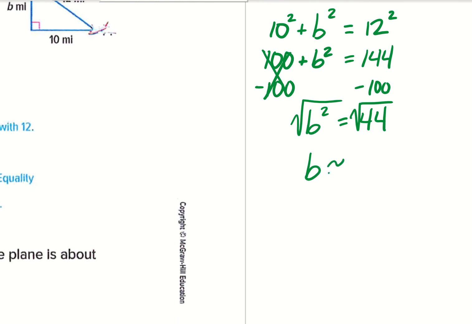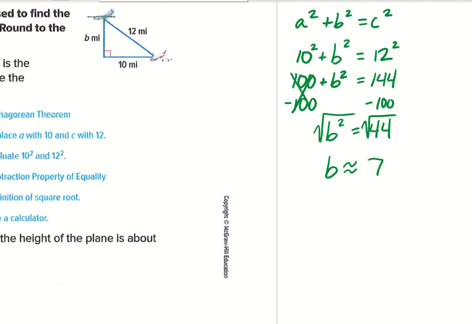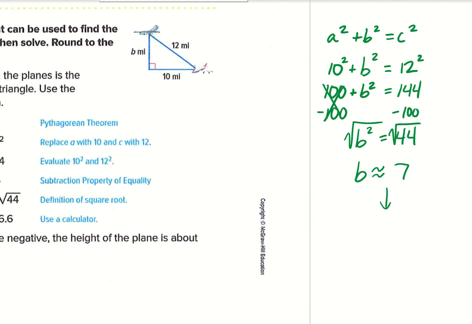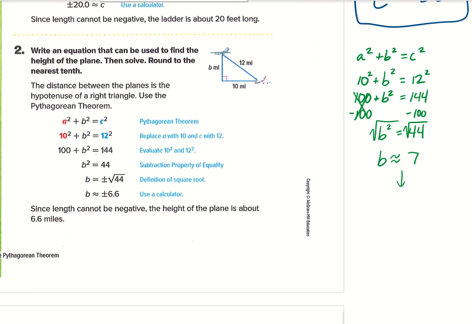And now we're, again, just getting an approximation. 44, if I take the square root of that, that's going to give me approximately 7, because 7 squared is 49, and that's the closest we can get to 44 with a perfect square. Okay, so the side length of B is about 7, which tells us that the, what was the question?